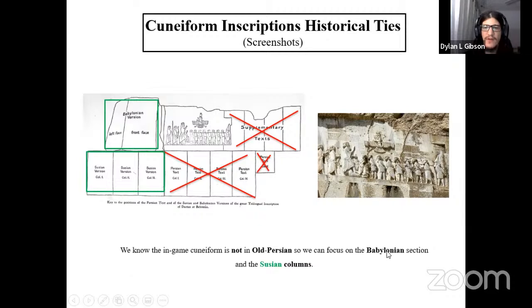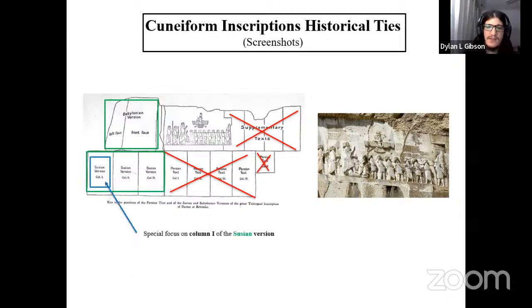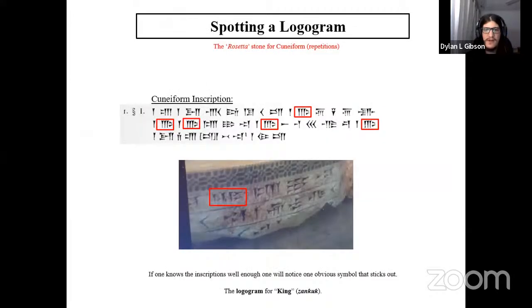So we can focus more on the Babylonian section and the Sasaean column. You can see the special focus we can put on the first column of the Sasaean version, because we already had some references that the game might be pointing at Susa, the region of Susa.